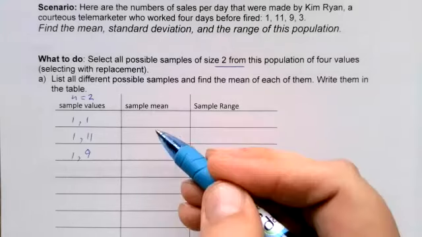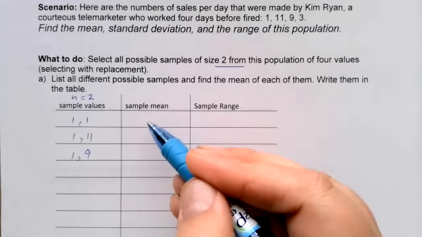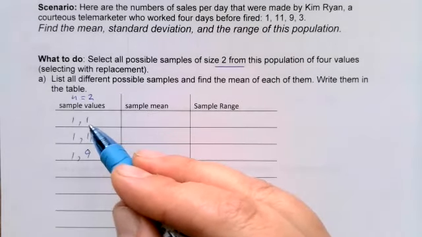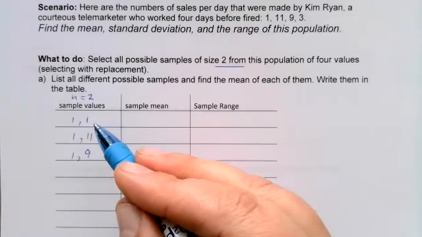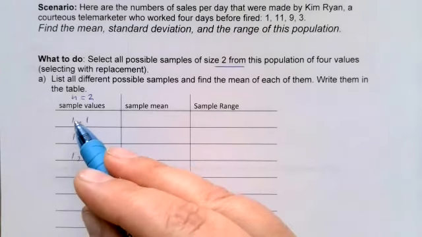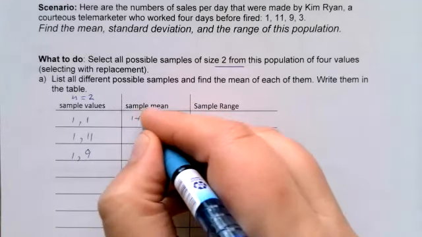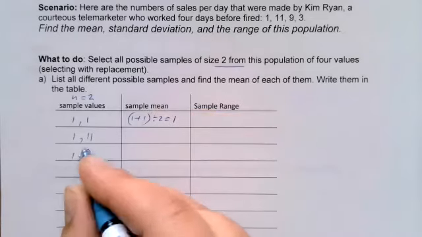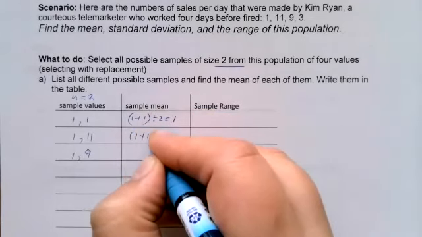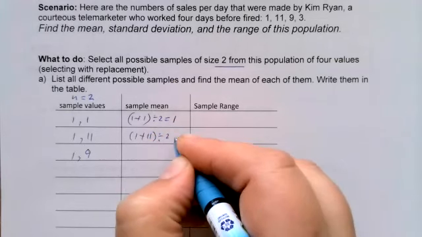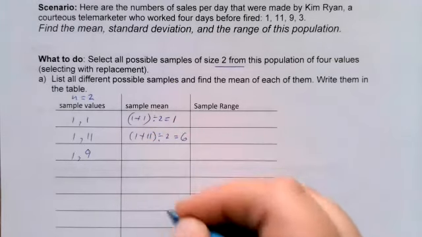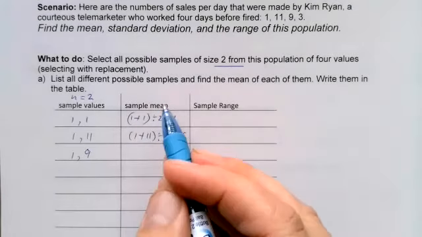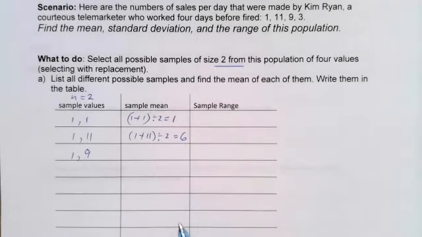And then for the second step, you're going to find the mean of each sample. So remember, the sample mean is the average. So the average here would be 1 plus 1 divided by 2, which is 1. Here we're going to have 1 plus 11 divided by 2, which is going to be 6, and so forth. You're going to do that for all of the samples that you listed. And these are going to be your sample means.